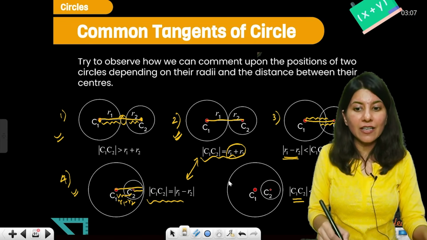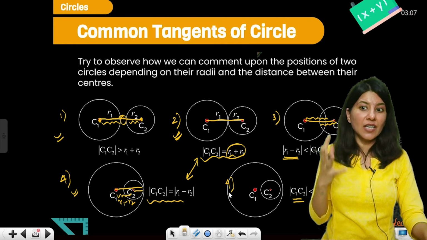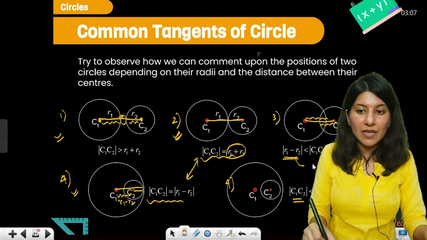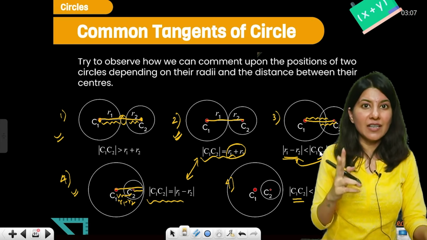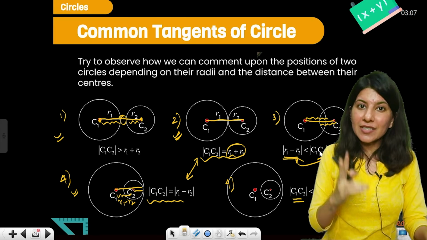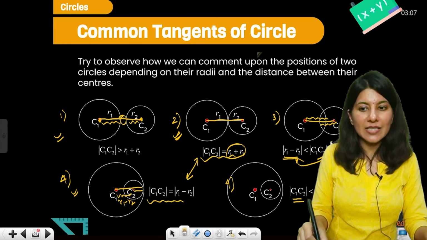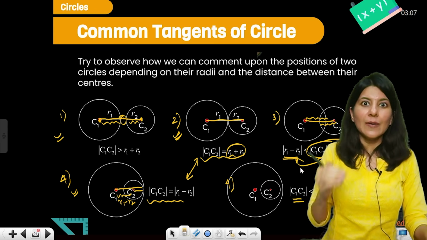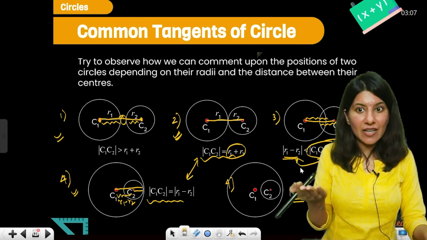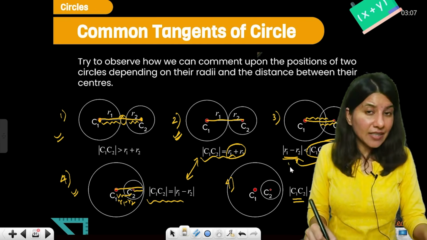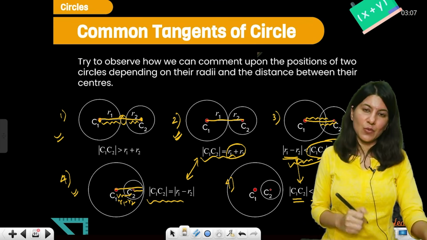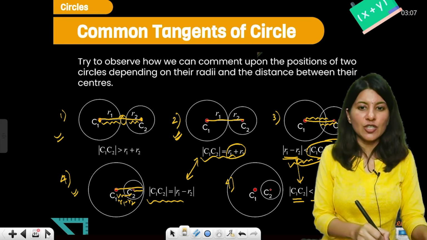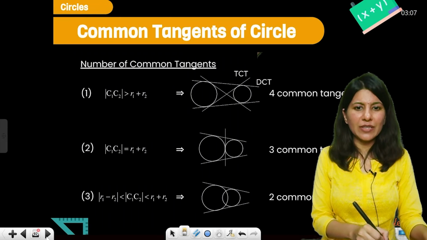Now the third and fourth are something which might create confusion, because there are two inequalities. For the third, just remember that when the circles intersect at 2 points, there are two-sided inequalities: C1C2 is less than R1 plus R2 and greater than R1 minus R2. And in the last case, C1C2 is less than R1 minus R2. Just remember it like that. Let's solve some problems, then only we can understand.